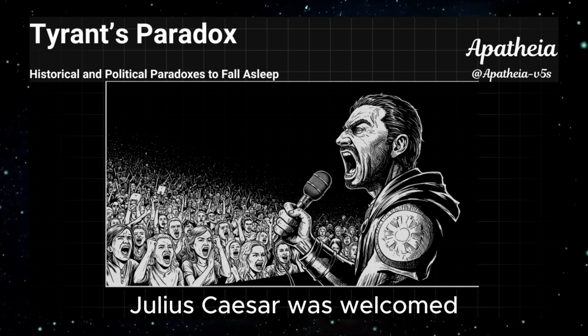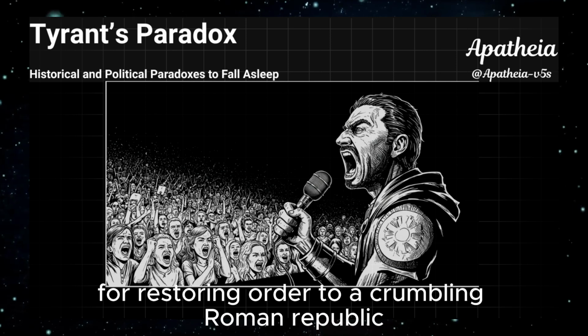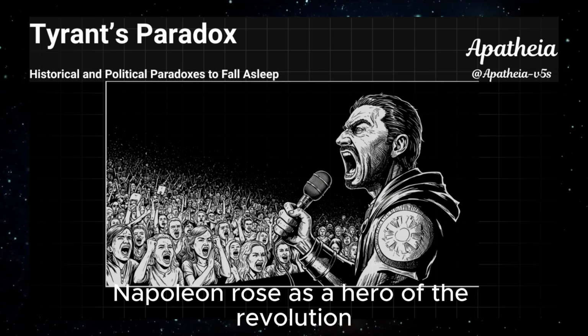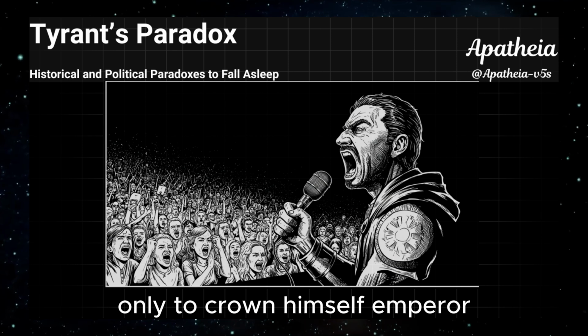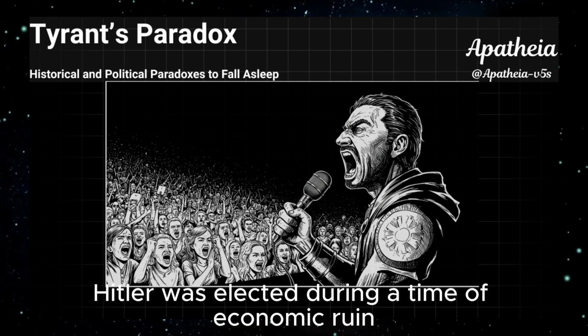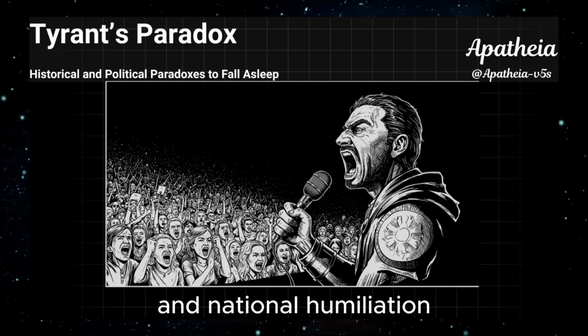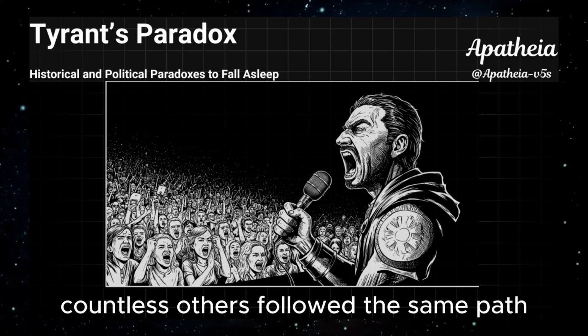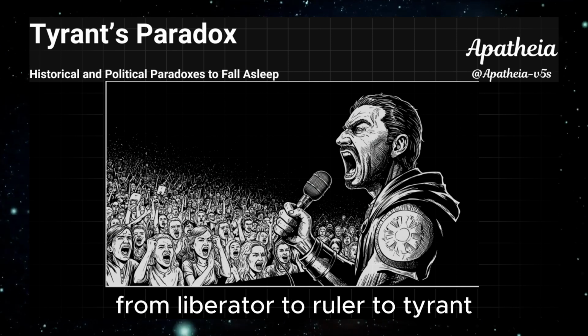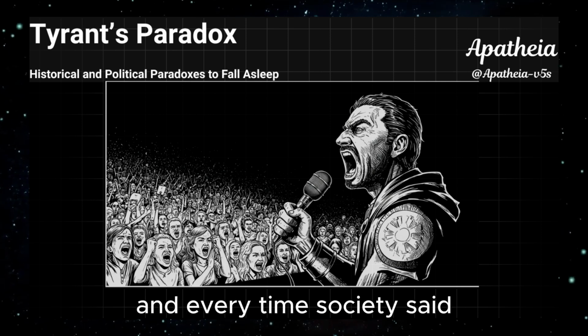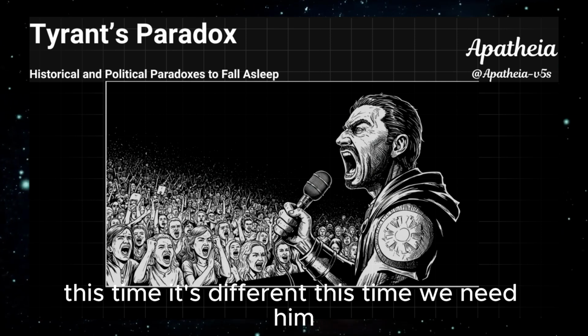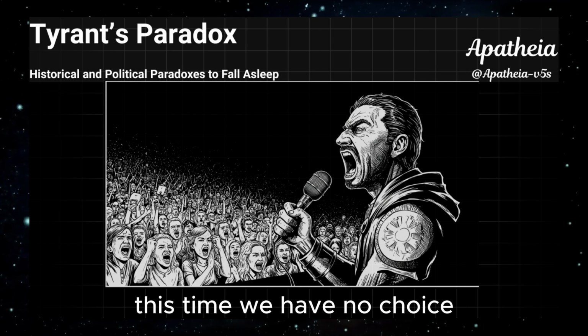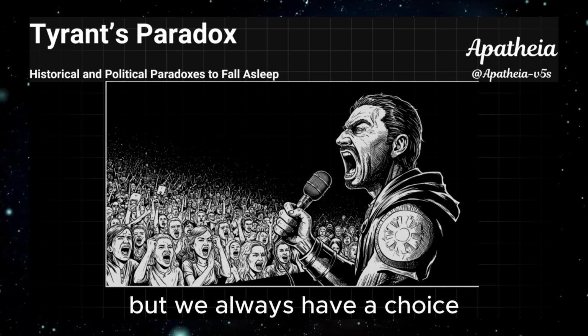Julius Caesar was welcomed for restoring order to a crumbling Roman Republic. Napoleon rose as a hero of the revolution, only to crown himself emperor. Hitler was elected during a time of economic ruin and national humiliation. Countless others followed the same path, from liberator to ruler to tyrant. And every time society said, this time it's different. This time we need him. This time we have no choice. But we always have a choice.